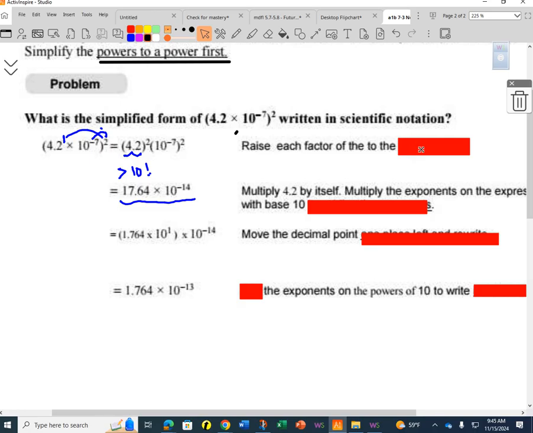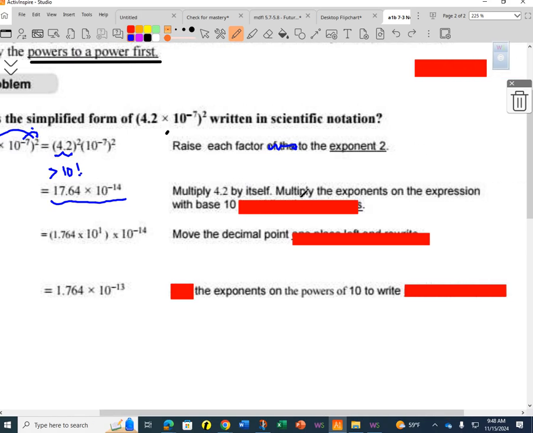So the first thing you're going to do is raise each factor to the exponent of 2. And then we're going to multiply 4.2 by itself, and multiply the exponents of the expression with base 10 by adding the exponents. So that's what we're getting ready to do here. So we're going to wait on that. You can write it, but we're about to do that right now.